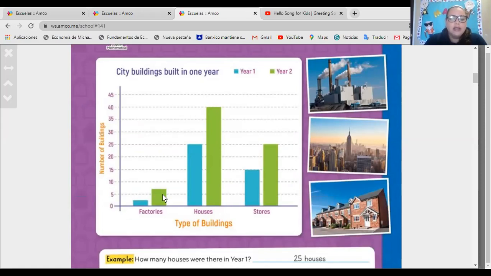Okay, as you can see on the graphic, in year number 1, they had less than 5 factories, okay? In year number 2, they have more than 5 factories. Houses, year number 1, they used to have 25 houses. In year number 2, they have 40 houses. Stores, year number 1, 15 stores. Year number 2, 25 stores.